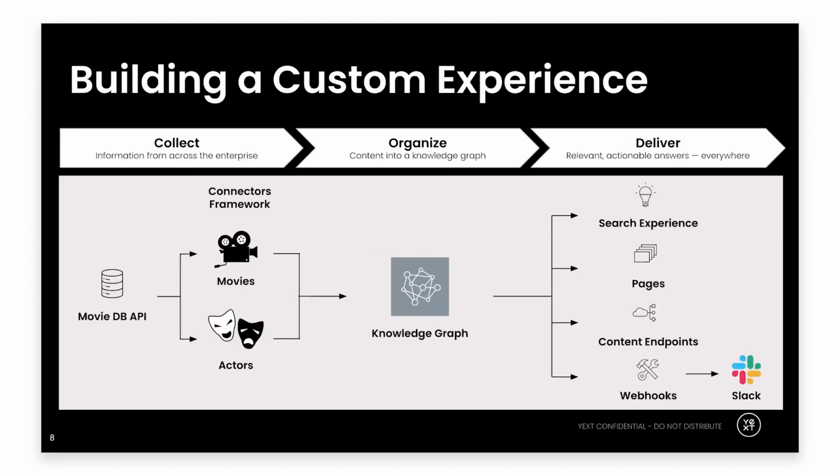Awesome. So that was a lot we just showed. We showed how you could pull content from an API via our connectors framework. We pulled it all into a knowledge graph. We then built kind of four different experiences: a search experience, a website, a content endpoint, and then a Slack webhook notification. Everything you saw is running all on Yext infrastructure.